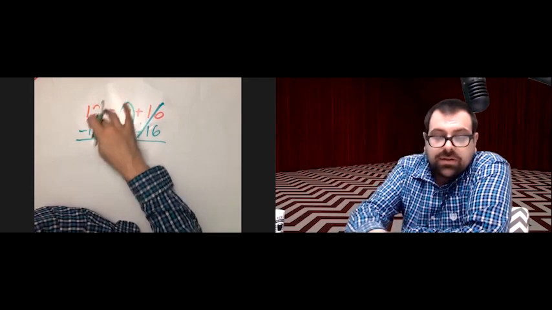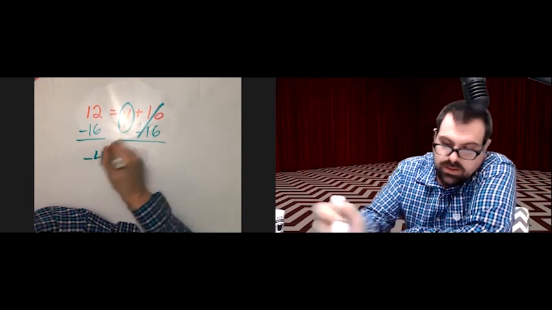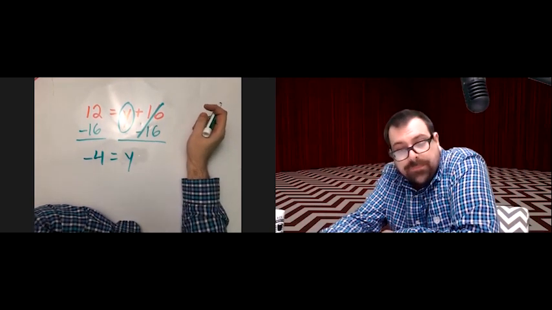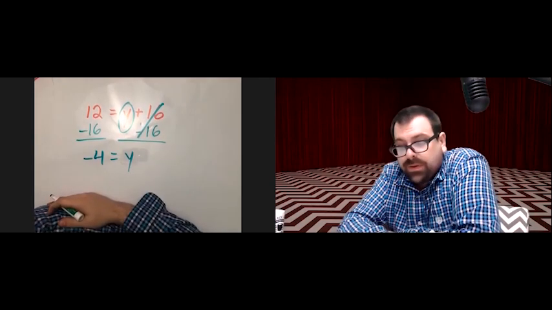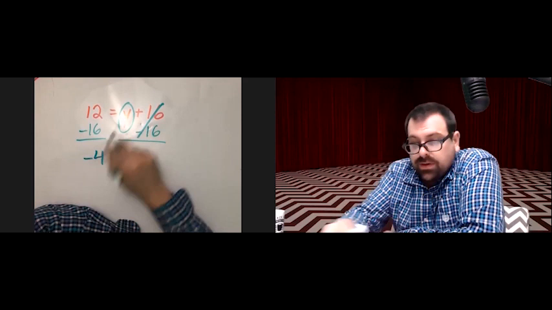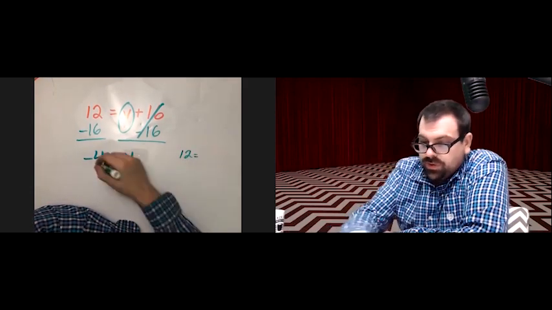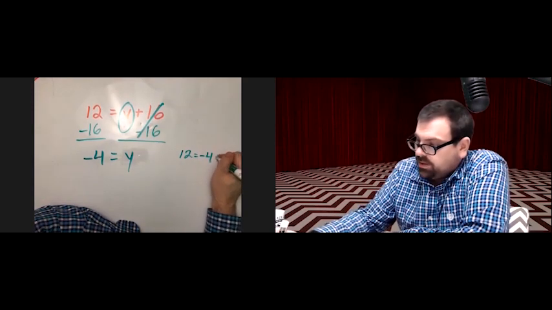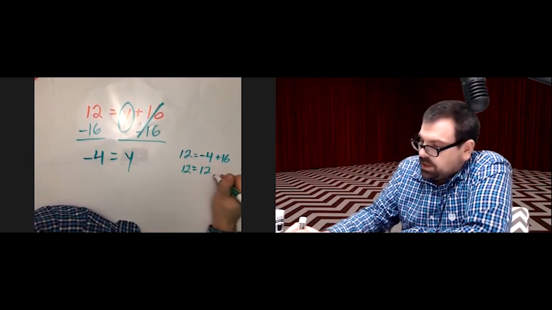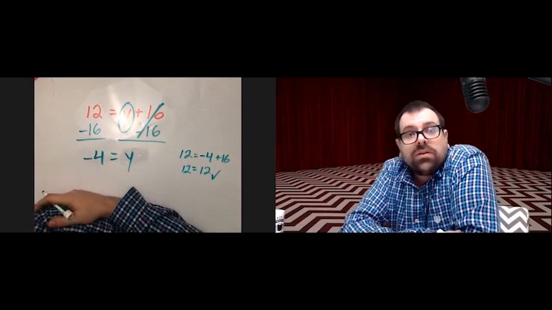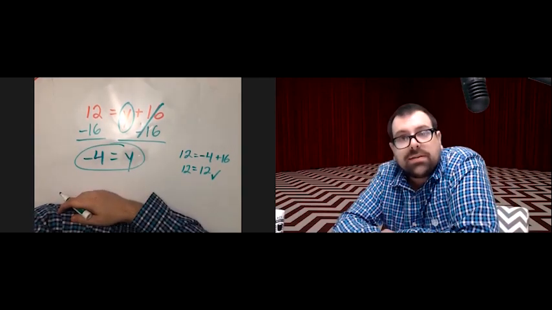On the other side, 12 minus 16 is negative 4. So negative 4 equals y. You can check your answer. If that's true, then I can plug -4 in. -4 plus 16 is indeed +12. So it checks. Our answer is guaranteed correct.